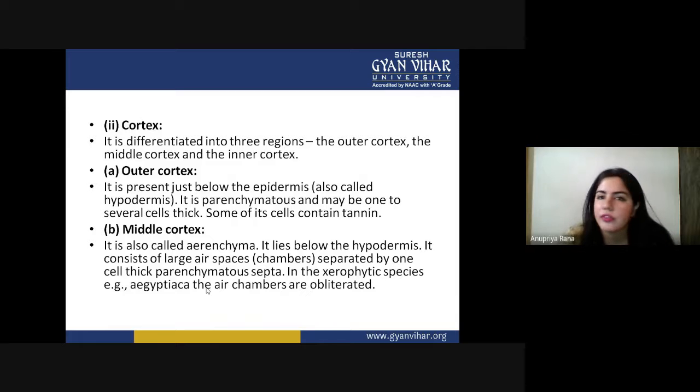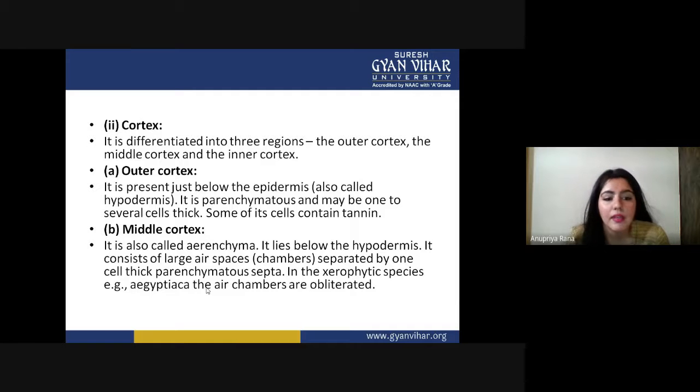Outer cortex is present just below the epidermis, and sometimes it is also called the hypodermis. It is parenchymatous. When we see its features, they are exactly the same as the epidermis. They are also parenchymatous, and may be one or several cells thick. Some of the cells from this cortex contain tannin inside them, and tannin acts as a storage material.